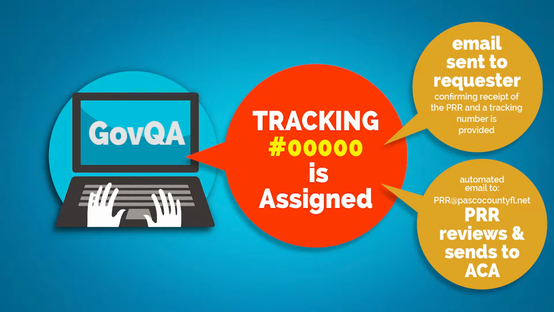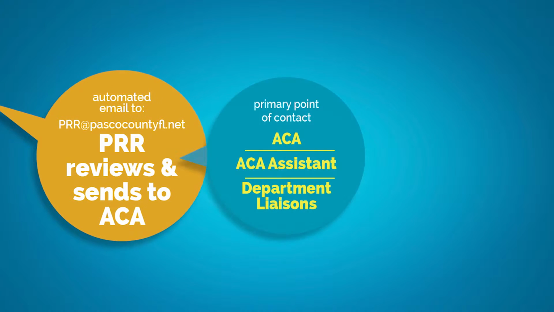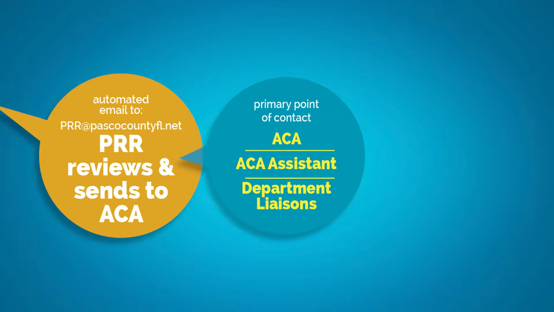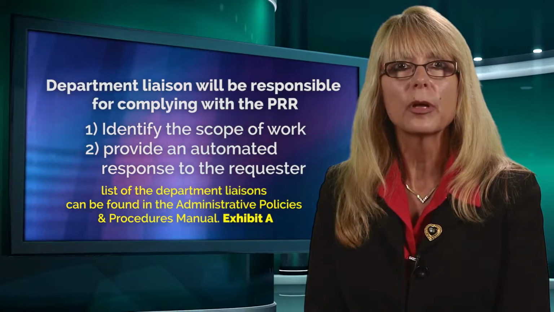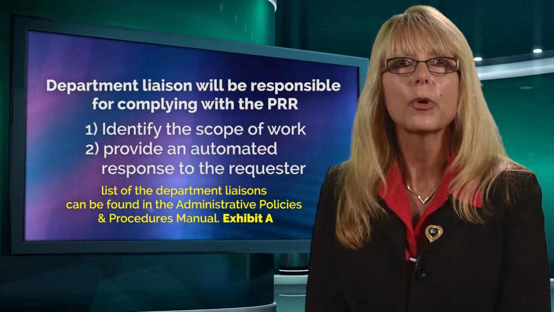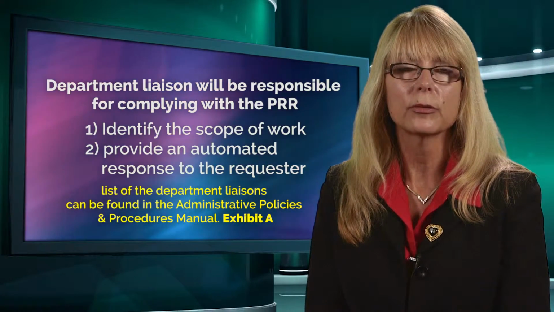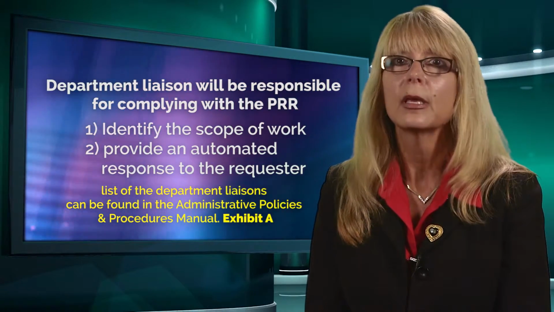Simultaneously, an automated email is sent to prr@pascocountyfl.net notifying the PRR administrator. The PRR administrator reviews the request and forwards it to the ACAs, ACA assistants, and the individual department liaisons. The department liaisons will be the primary point of contact. Each department will have a primary and secondary point of contact. The department liaison will be responsible for complying with the PRR. It will be his or her responsibility to identify the scope of work and provide an automated response to the requester. A list of the department liaisons can be found in the Administrative Policies and Procedures Manual, Exhibit A.